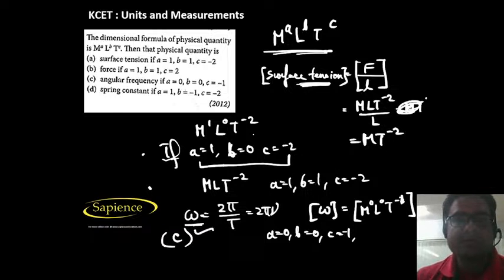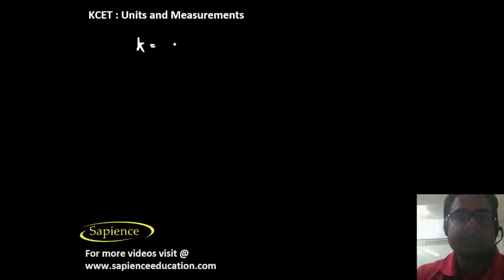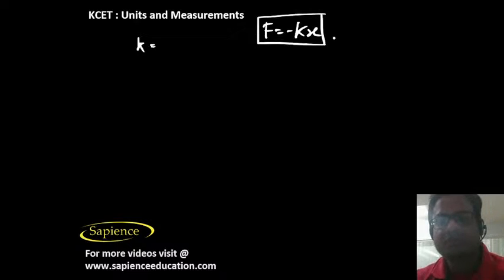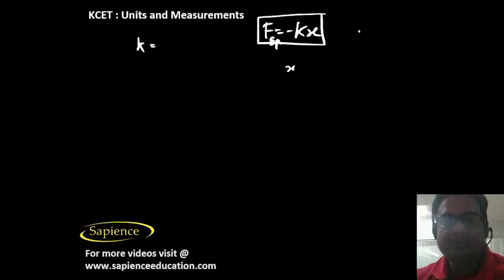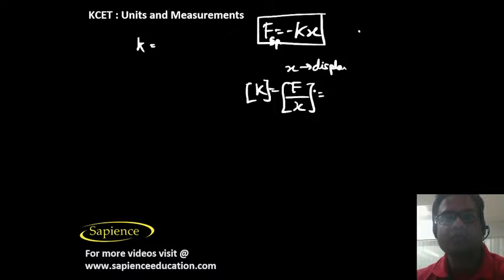And D, which is spring constant. If I have the spring constant K, we know that force equals minus Kx, which is Hooke's law for spring force. F is the spring force, given as minus Kx, where x is the amount of displacement of the spring from its natural length. K is called the spring constant. So K is obviously F by x. The dimensional formula of K will be F by x. So here also we should do force by length.